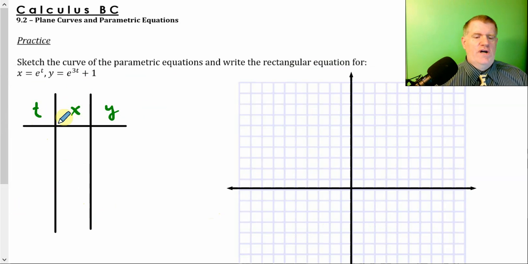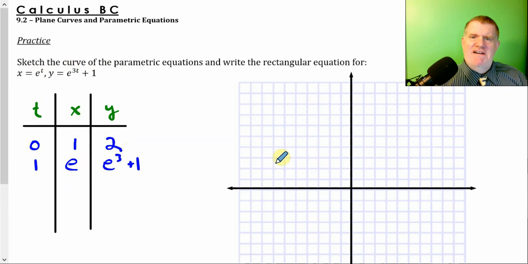Now it doesn't say what our t should equal, so let's just start at 0 and let's observe. So e to the 0 is 1. 3 times 0 is 0. E to the 0 is 1 plus 1 is 2. So we have 1 point there. It's (1, 2). It looks good. But then I notice this. If I try to put in 1, I'm going to get e and then e cubed plus 1. They're not exactly easy to graph, are they?